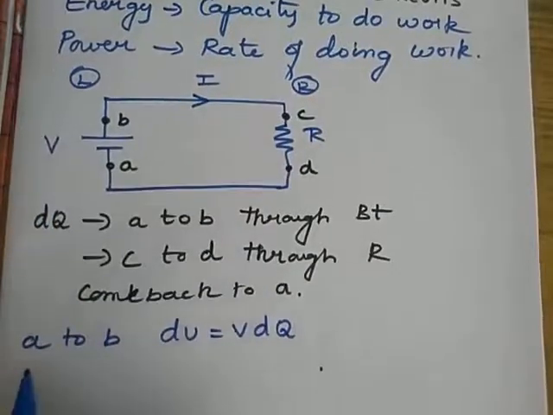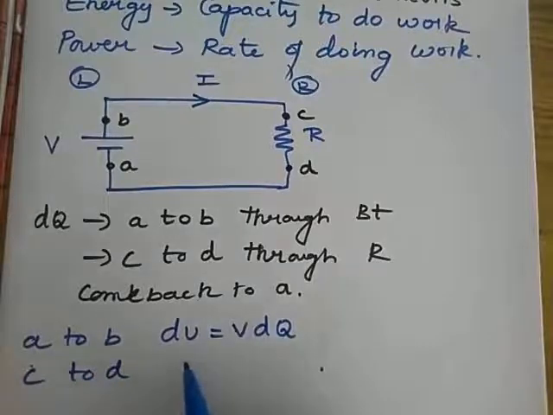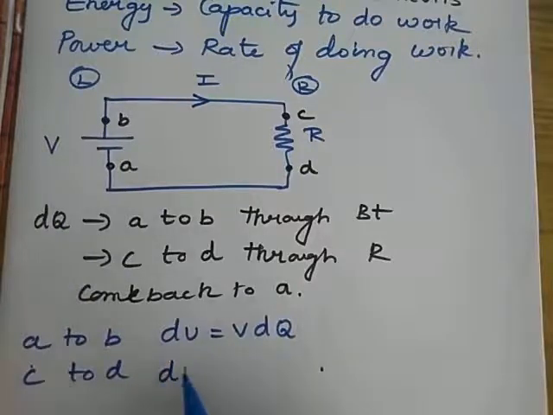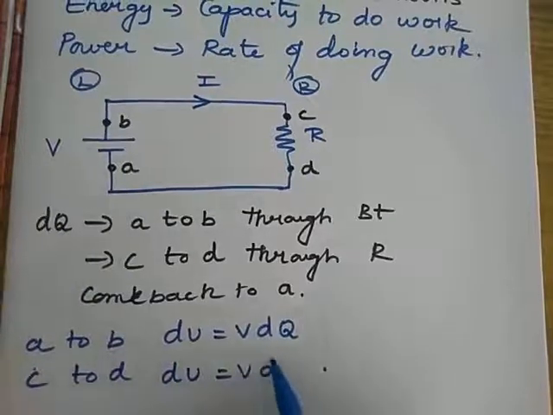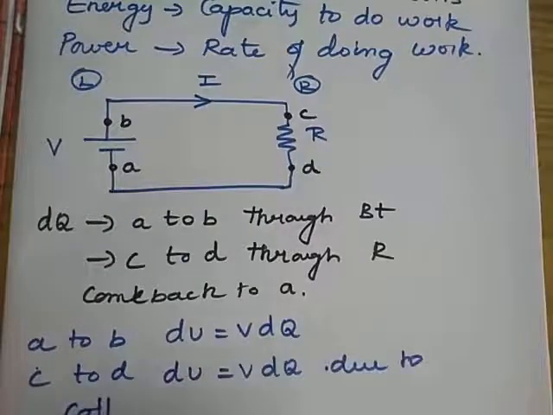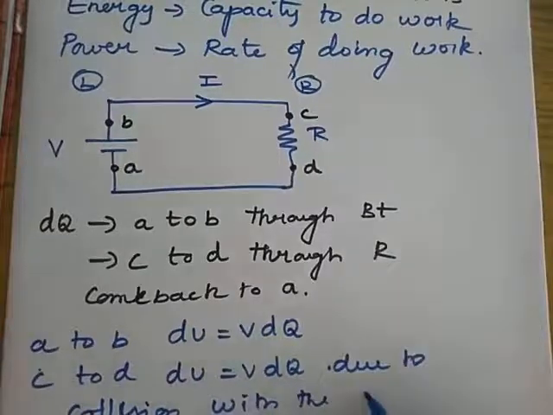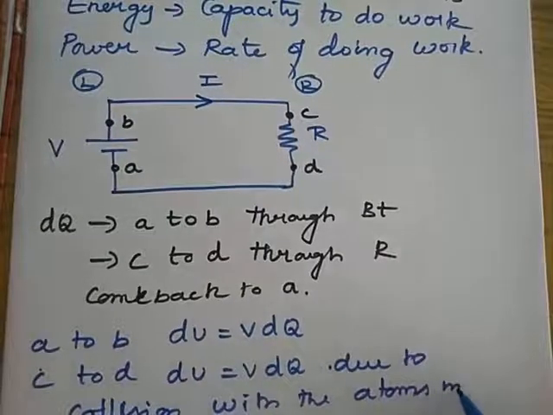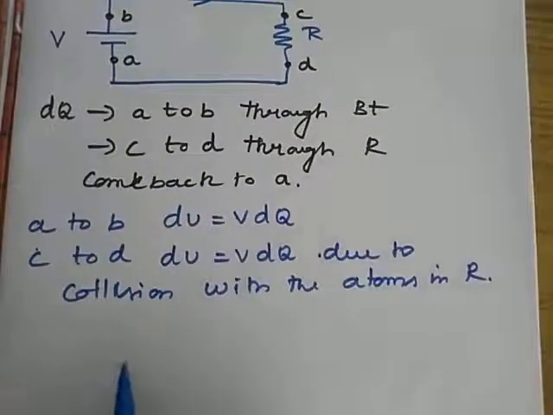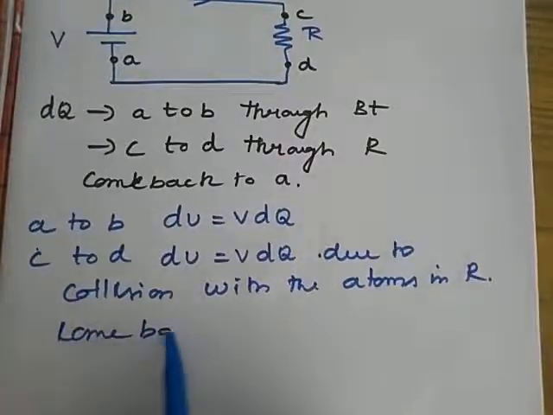Then during the movement from C to D, the charge dq loses its gained potential energy V dq due to collision with the atoms in the resistor R. And again it comes back to A.